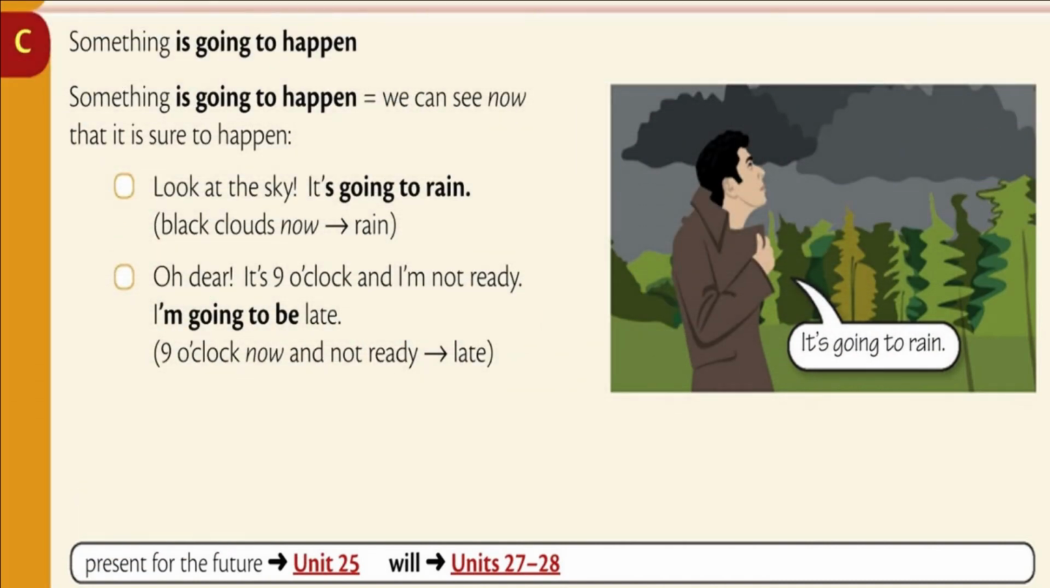I am playing tennis with Julia tomorrow. Section C. Something is going to happen. It means we can see now that it is sure to happen. For example, look at the sky. It's going to rain. Oh dear, it's 9 o'clock and I am not ready. I am going to be late.